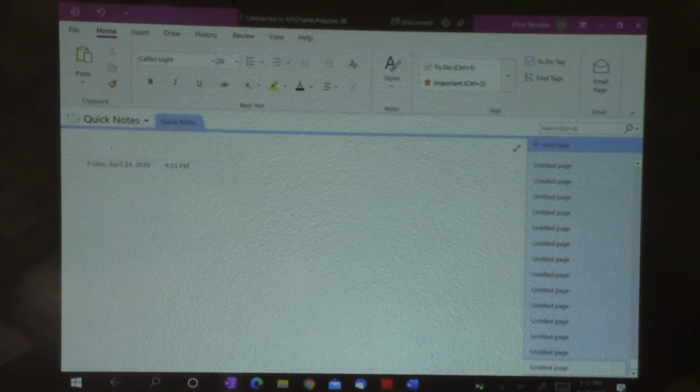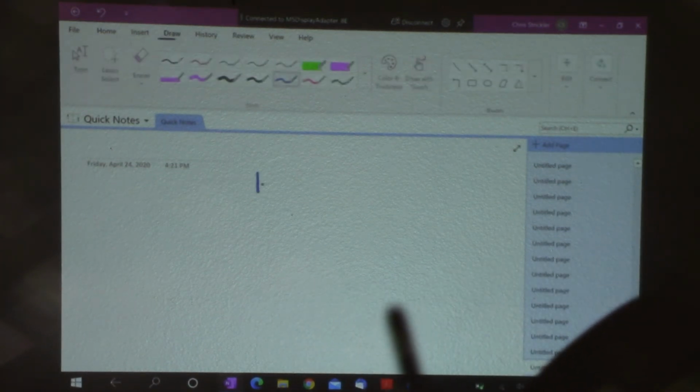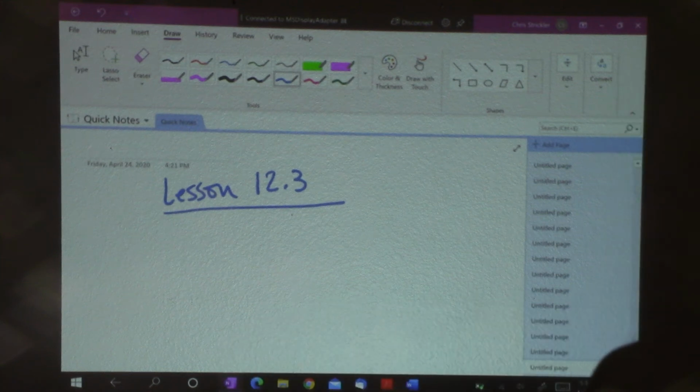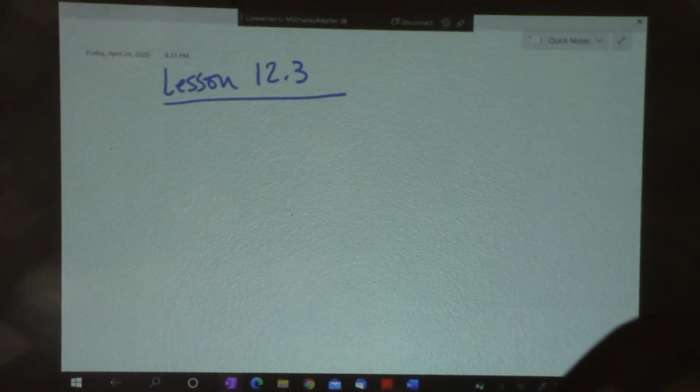I want to talk about, in lesson 12.3, you can just turn over one of the worksheets or use your notebook. This is very, very important. This will be on your test. What types of graph you use for different situations.